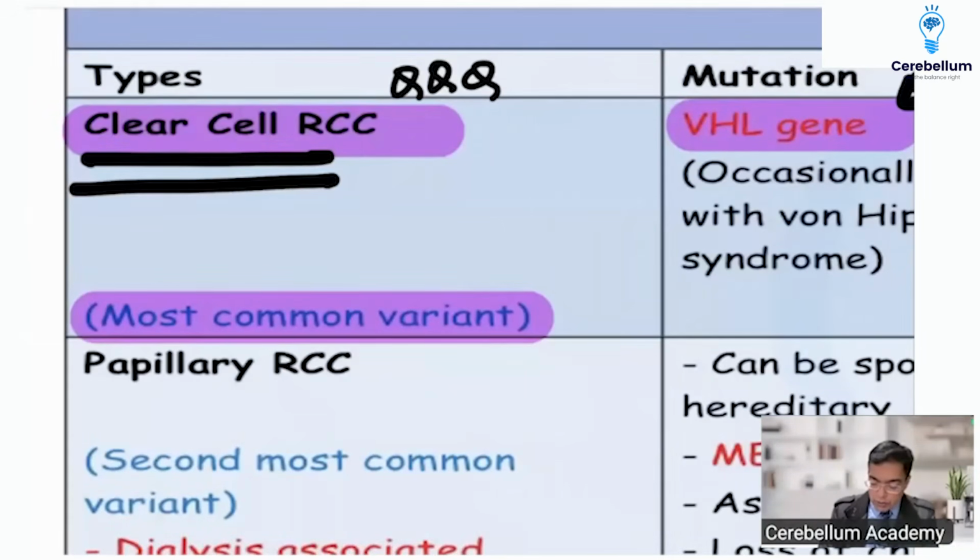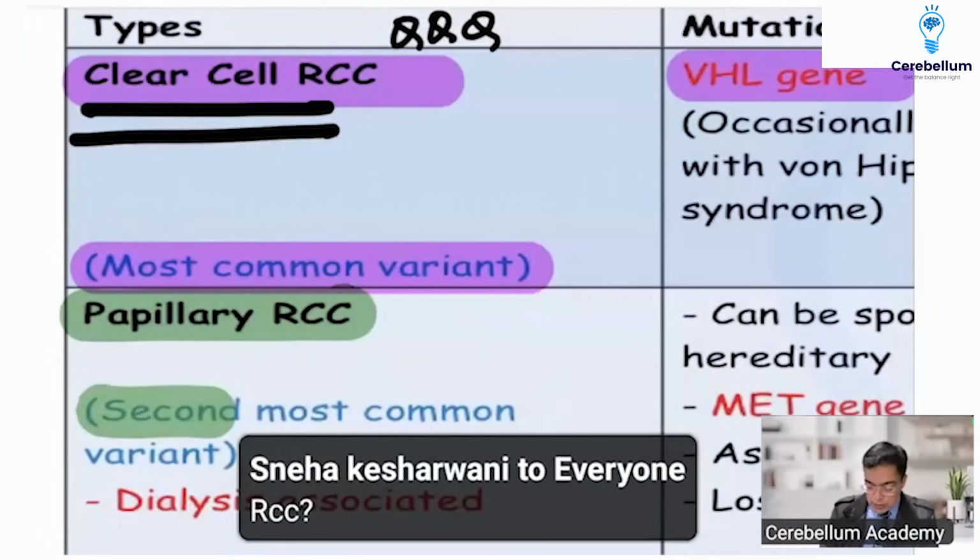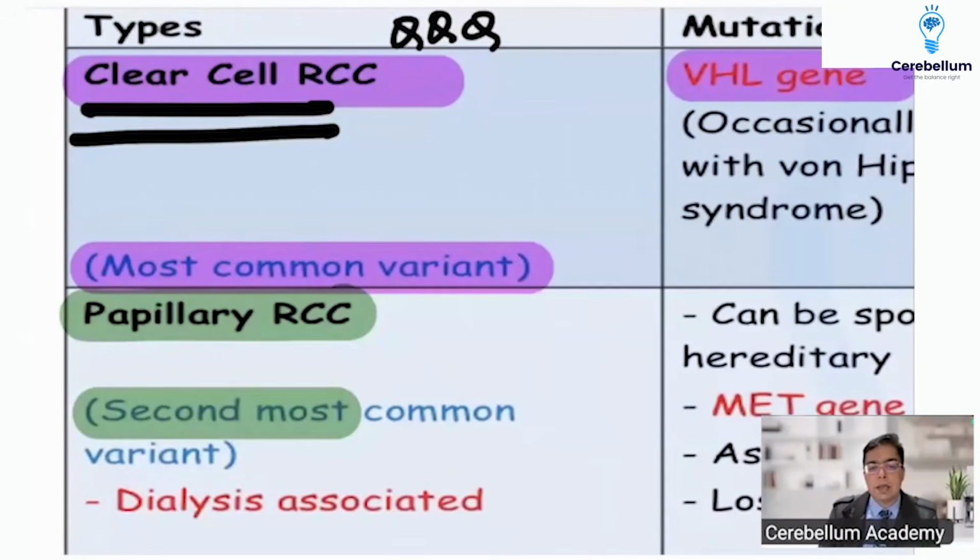Second one that I can talk about over here is going to be something that is given the name of papillary cancer. Papillary cancer is the second most common cancer in the kidney. Second most common cancer.